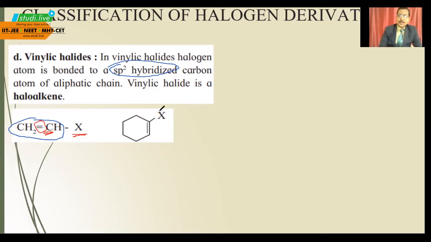Same way you can see here as well, this is halogen atom. This is attached to the carbon. Here this is carbon, and this carbon is attached to the next carbon by, yes, क्या दिख रहा है, double bond दिख रहा है. This is attached to the next carbon by double covalent bond. So this is again an example of vinylic halide.